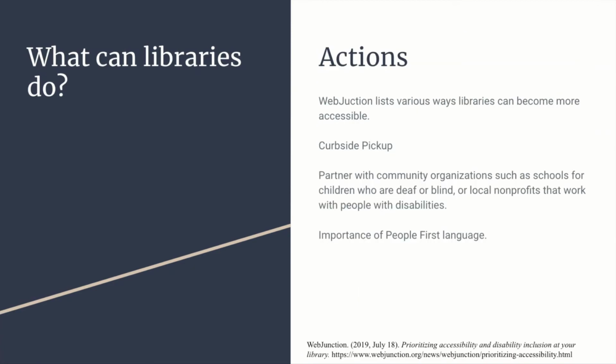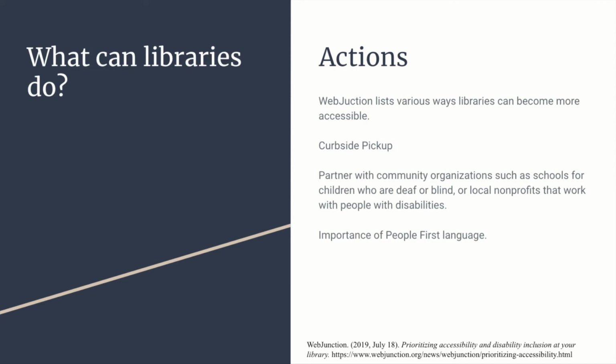Web Junction has an article outlining basic steps libraries can take to become more accessible. They discuss programs like curbside pickup for patrons who have difficulty getting out of their cars. This article was written in 2019, before the COVID-19 pandemic began, and curbside pickup has been implemented by many libraries across the country. It would be beneficial to keep these services available for patrons who need it.